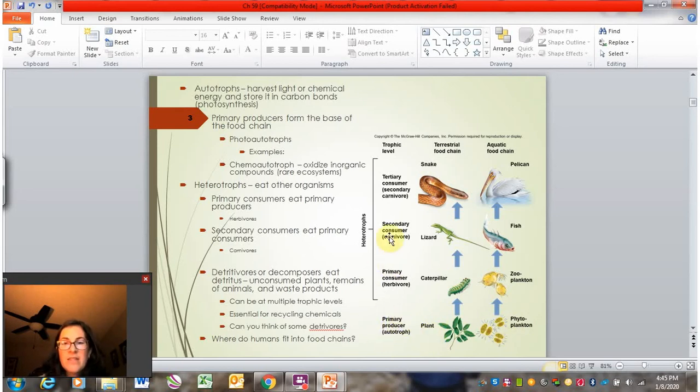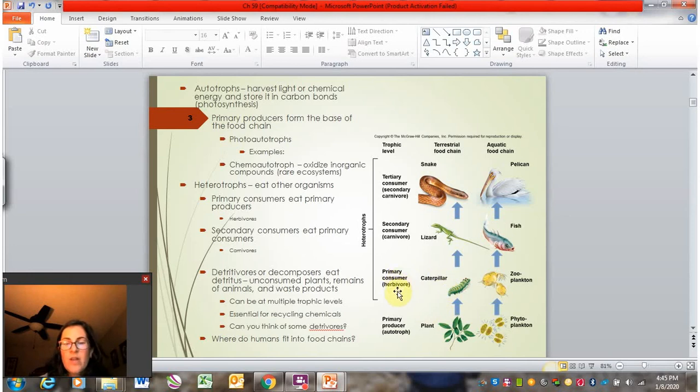Everything that eats other things, those are heterotrophs. They eat other organisms, but in the context of a food chain, we also call them consumers. Depending on where they are in the food chain, they're either primary, secondary, tertiary, even quaternary consumers, so a fourth level if necessary. The first level of consumption, the thing that eats the plant, is the primary consumer.